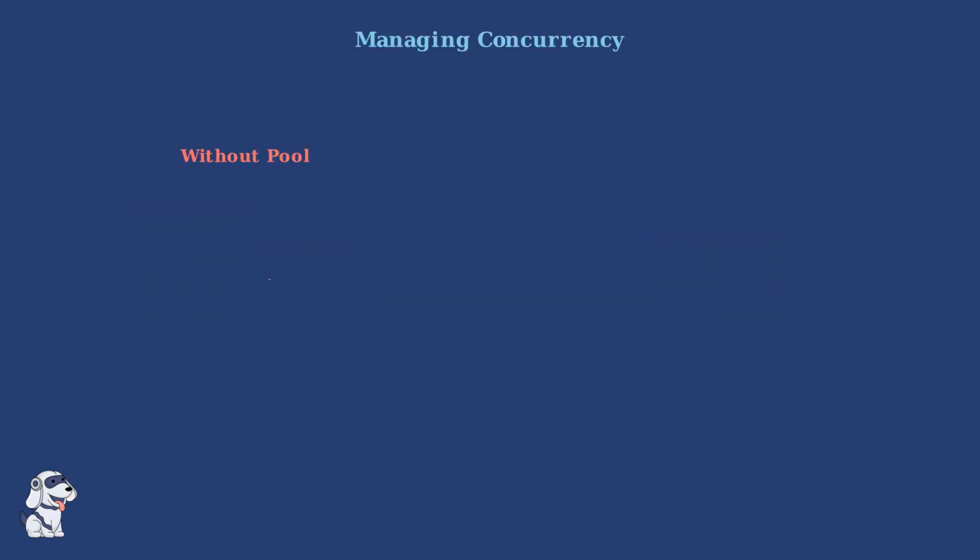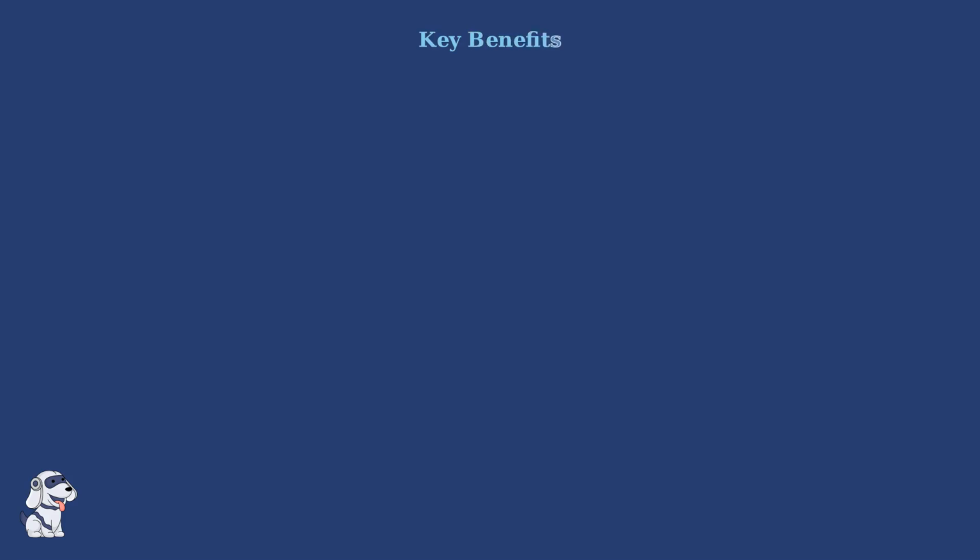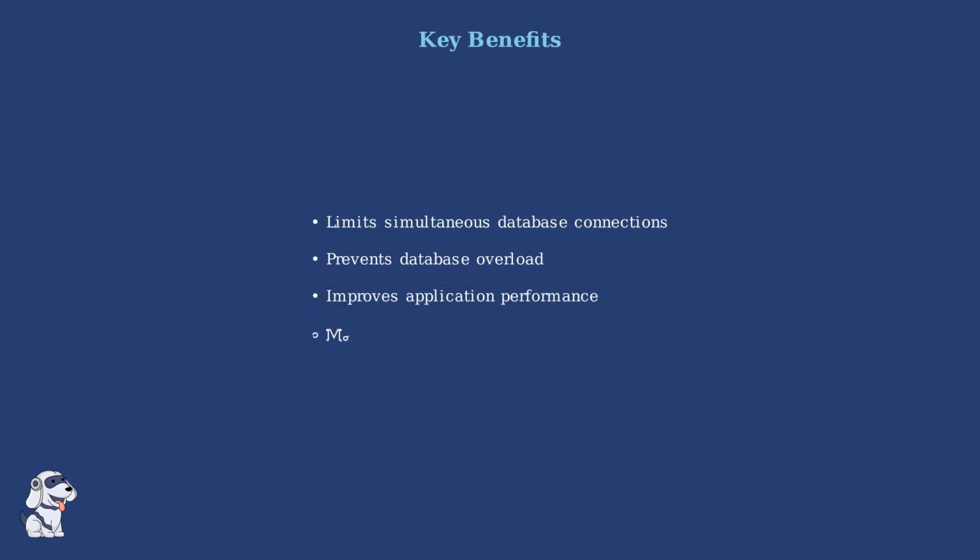Connection pools are essential for managing concurrency. Without a pool, applications might create unlimited connections, potentially overwhelming the database. With a pool, the number of simultaneous connections is controlled and limited. Internal connection pools provide several key benefits. They limit simultaneous database connections, prevent database overload, improve application performance, and effectively manage transaction concurrency. This makes them essential for scalable applications.